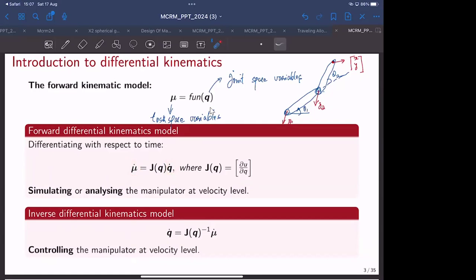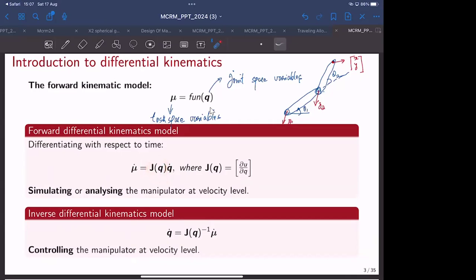Similar to how the geometric models are mapped using this equation, the velocity models can be mapped using this equation, either the forward or the inverse problem. There exists a linear mapping from the joint space velocities to the task space velocities, and the linear mapping is carried out by this matrix, which we call the Jacobian matrix.